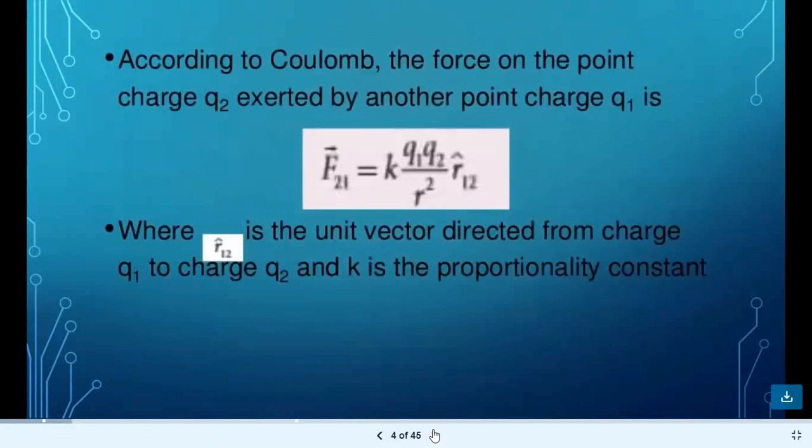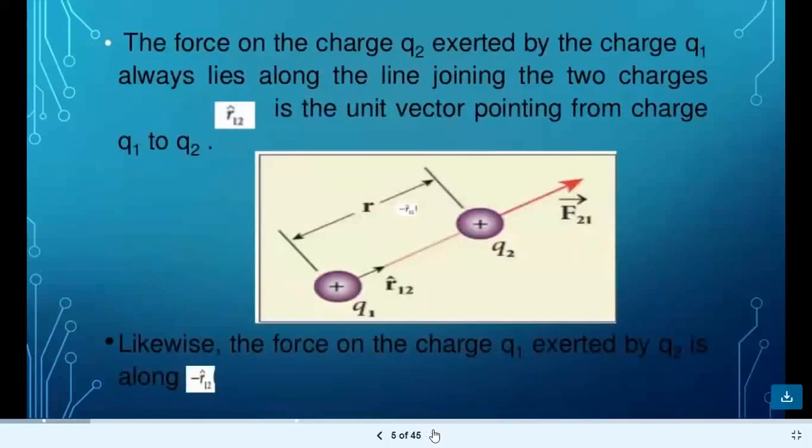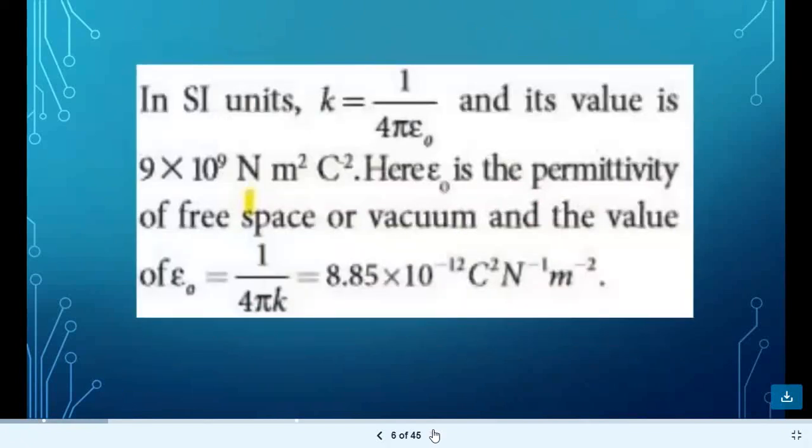If we write it as an equation, it becomes F21 equals K Q1 Q2 upon R square times R12, where R12 is a unit vector directed from the charge Q1 to Q2 and K is a proportionality constant. The force on the charge Q2 exerted by the charge Q1 always lies along the line joining the two charges. R12 is a unit vector. The meaning of a unit vector is that the magnitude of that vector is 1. The rule is that similar charges will repel each other while opposite charges will attract each other.